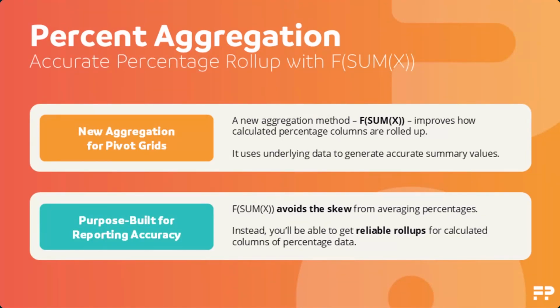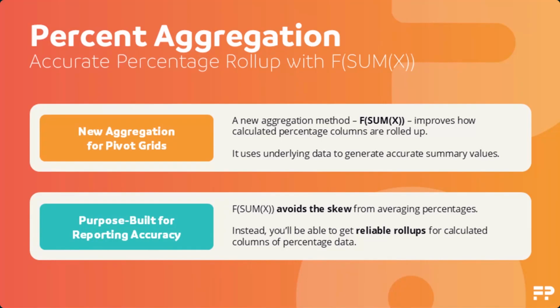Next up here, a very powerful change for those of you doing reporting in pivot grids. Until now, calculated percentage column data wasn't aggregated in a particularly meaningful way. So you would simply see an average, which may be useful in some contexts, but when it comes to financial reporting, is either not useful or even misleading when you're trying to derive insights from the data.